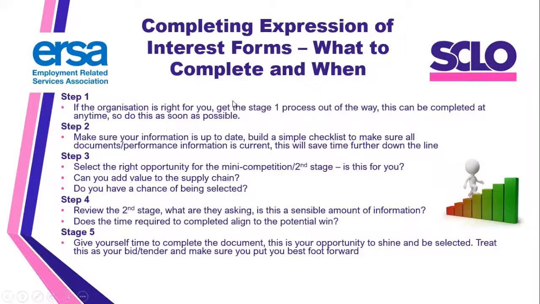Okay, so in terms of what to complete and when, there's a range of different things that we always need to do. If we interject the word expression of interest with also DPS, our colleagues at the Department of Work and Pensions have a couple of dynamic purchasing system opportunities out there. There are a number of different bits that you can do. So step one, once you've ascertained that the organisation is right for you, get the stage 1 process out of the way. This can be completed at any time, so do this as soon as possible.